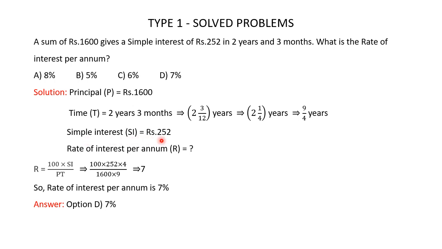Simple interest is given as rupees 252 and you have to find the rate of interest per annum. Now rate of interest can be found out using the formula R is equal to 100 multiplied by SI divided by PT. Now substituting all these values in the formula here, we get R is equal to 100 multiplied by 252 divided by 1600 multiplied by 9 by 4. On solving this, we get R is equal to 7. So rate of interest per annum is 7%. The correct answer is option D, 7%.